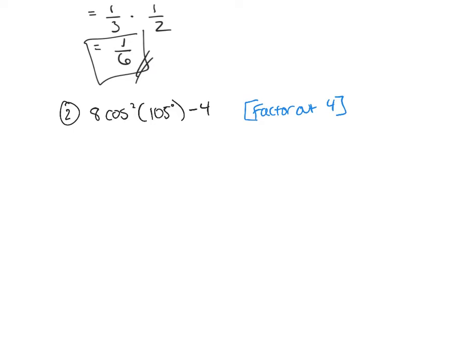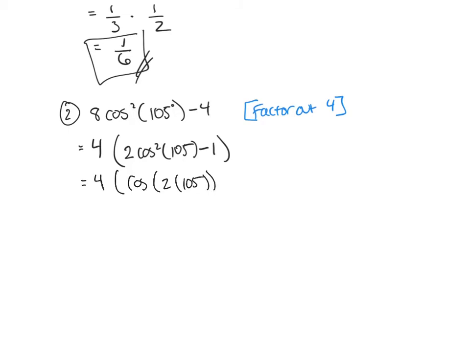So, for instance, if we were to factor out a 4 here, I end up with 2 cosine squared of 105 degrees minus 1. And I take a look inside this parentheses and I go, hey, 2 times cosine squared of some angle minus 1, this is one of my cosine double angle identities. Okay, so I was able to factor something out and we got an identity. So since that's one of our cosine double angle identities, it's going to be 4 times cosine of 2 times our angle, all in parentheses, of 105.